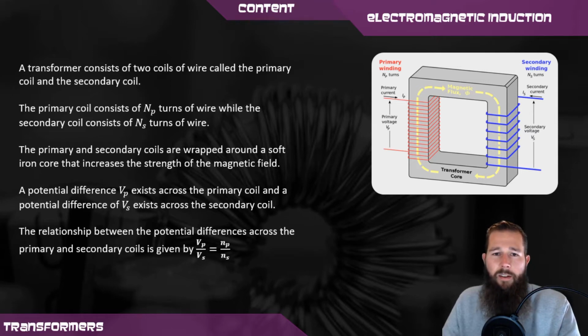The primary and secondary coils consist of a different number of turns when they're wrapped around a magnetic core, which increases the strength of the magnetic field. A potential difference also exists in the two coils, and a relationship exists between the voltage and the number of turns in the coils on both sides as given below. I'll go through more on this derivation a bit later.